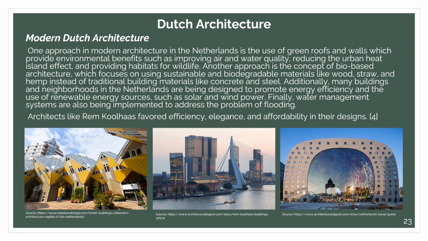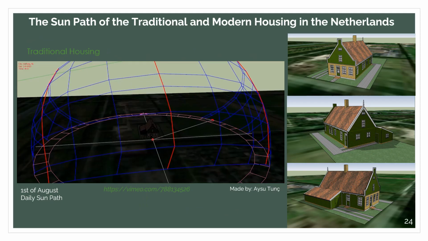Additionally, buildings and neighborhoods in the Netherlands are being designed to promote energy efficiency and the use of renewable energy sources such as solar and wind power. Finally, water management systems are also being implemented to address the problem of flooding. Efficiency, sustainability, and affordability are priorities for architects like Rem Koolhaas while creating their designs.